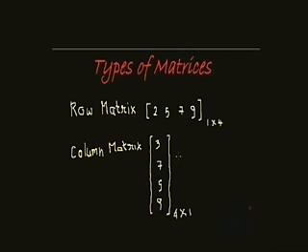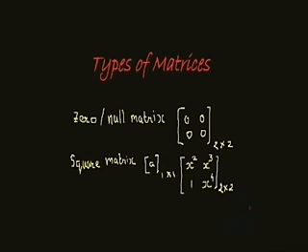A column matrix has one column, as you can see. It has only one column. And how many rows are there? They can vary. In this example, there are 1, 2, 3, 4 rows, 4 horizontal lines and 1 vertical line in which the numbers are arranged. So it's a 4 cross 1 matrix. A zero or null matrix is the matrix with all the entries equal to 0.